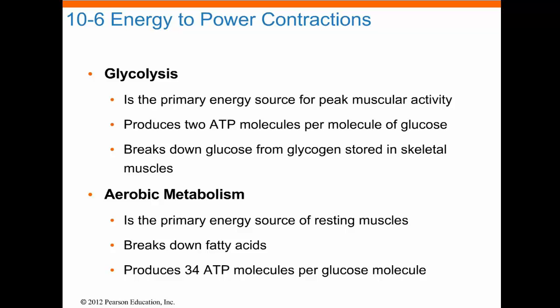Aerobic metabolism is the primary energy source for resting muscles, and it breaks down fatty acids. So you get 32 ATP molecules per glucose molecule. So it's very efficient.